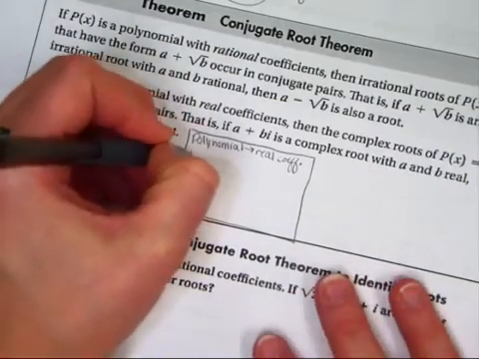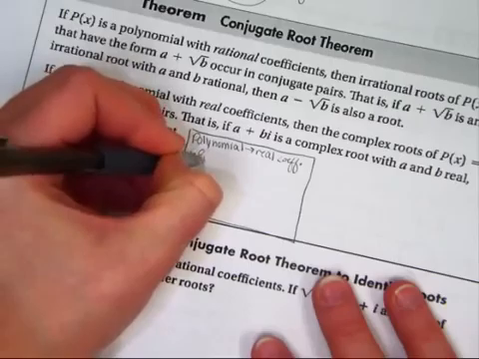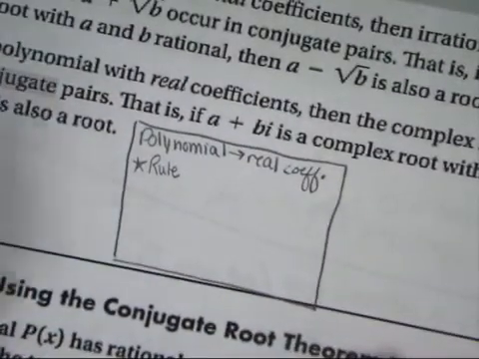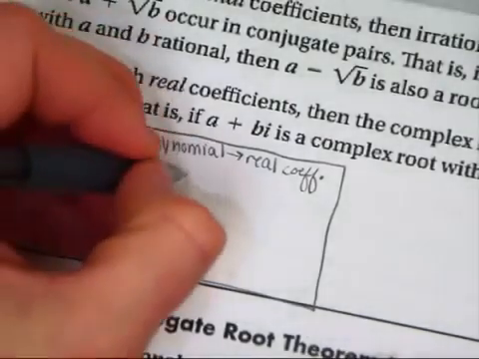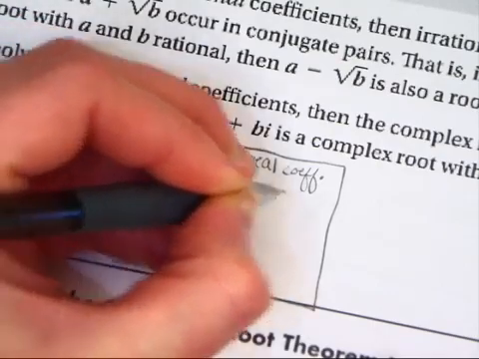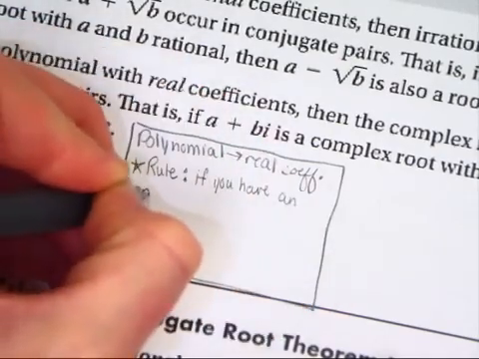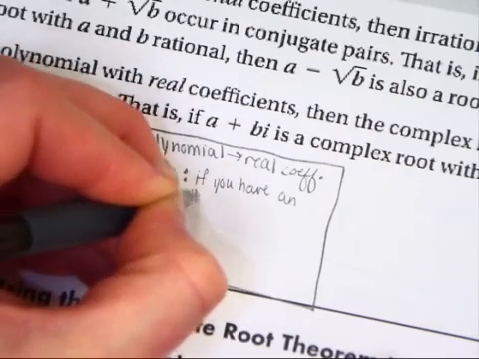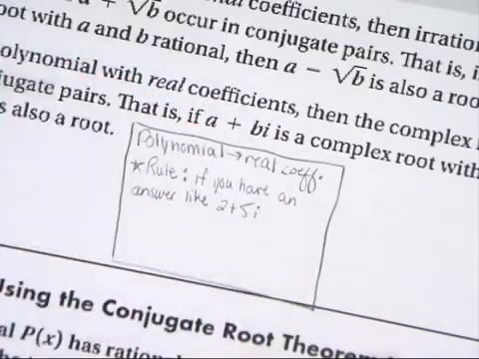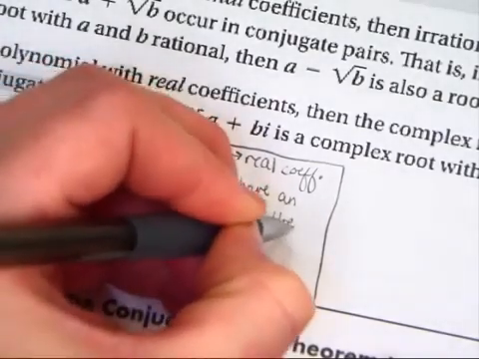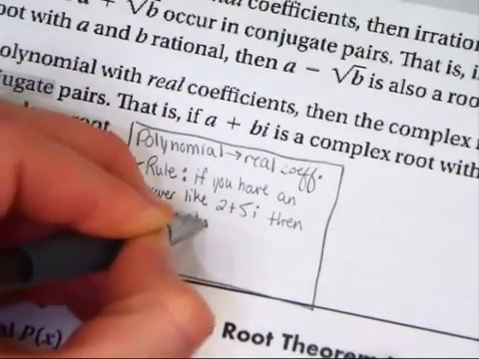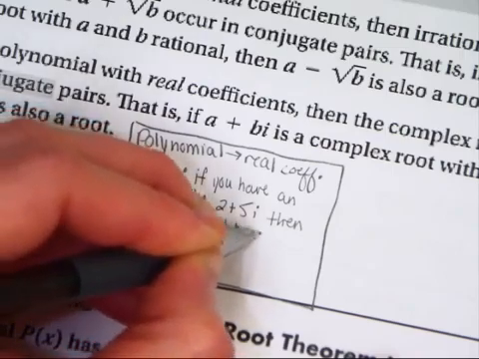Then there is a rule. And here is the rule for that. The rule is if you have an answer like 2 plus 5i, then you also have an answer 2 minus 5i.